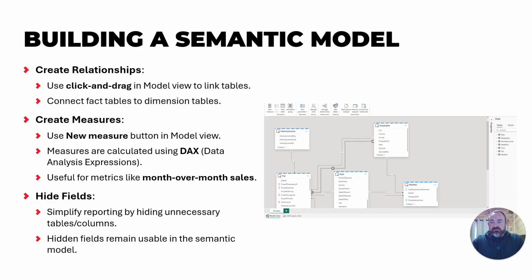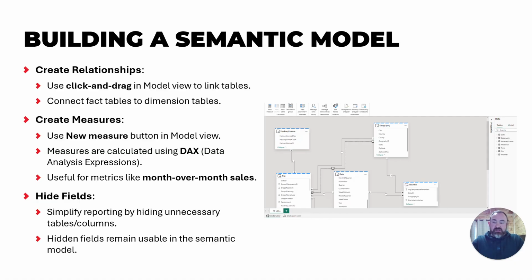Building a semantic model. To create relationships, we use click and drag in the model view to link tables, connecting the fact tables to dimension tables. We can create measures there. Use the new measure button in the model view. Measures are calculated using DAX and are useful for metrics like month-over-month sales.